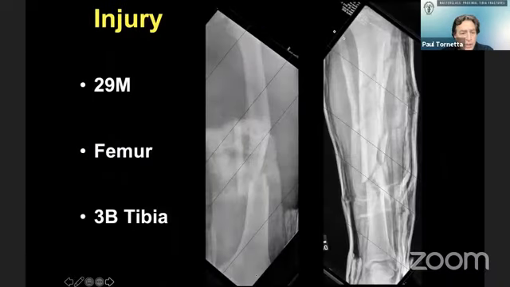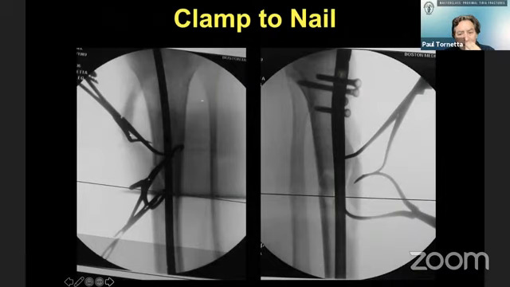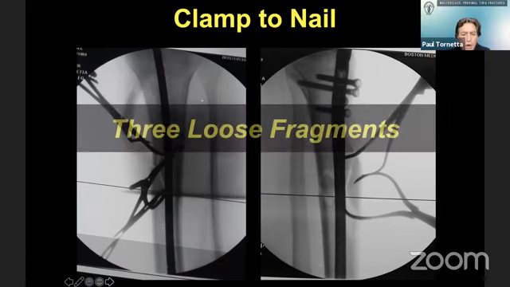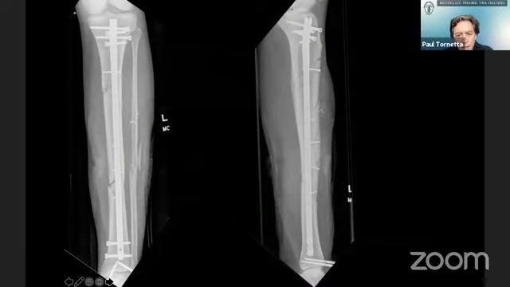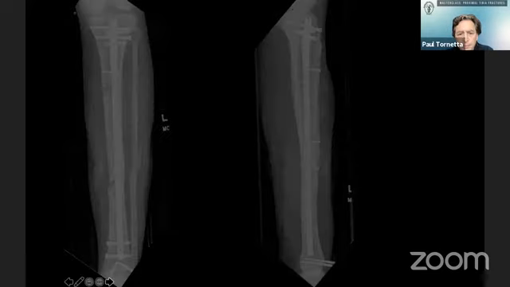Here's another example. This is a 29-year-old who had a femur and a 3B tibia. And the same problem. So, he was wide open. So we clamped everything together to put the nail in. But then when you took the clamps off, that anterior shell of bone, which is attached to the anterior compartment, was just displacing. It was really making it hard to close. So he had 3 loose fragments. So he ended up with a bunch of intracortical screws holding all those fragments down. And you can see everything is really well aligned. We got coverage for the patient.